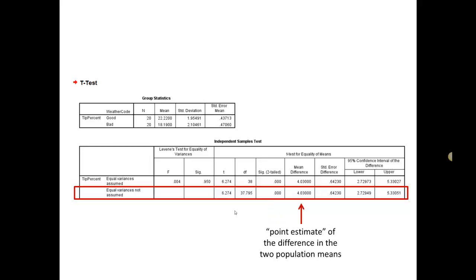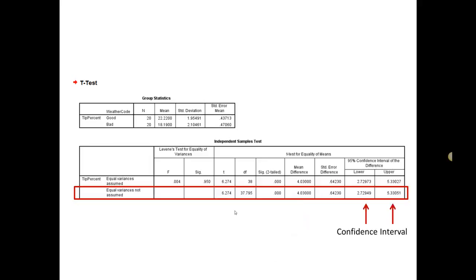Then you can see that it gives the mean difference. When the problem is asking for the point estimate of the difference, that's this here. That's the difference in the two sample means. And then we also have our confidence interval on that difference, and we'll come back and talk about that again in just a minute.